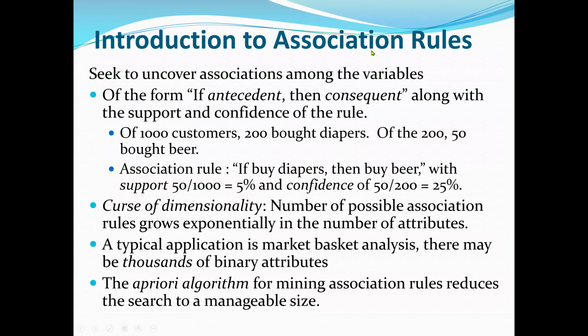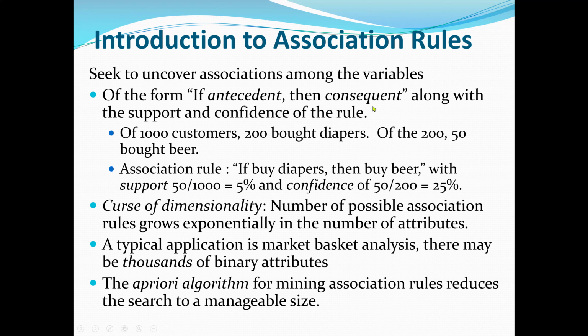So let's start with the introduction to association rules. Here, as we said earlier, the goal is to find associations among items, or in this case, we can say among attributes. So we seek to uncover associations among the variables or items. Association rules will be in the form of if-then rules: if antecedent, then consequent. So an example is if a customer buys beer, then he buys diapers. Or if a customer buys X, then he buys Y.